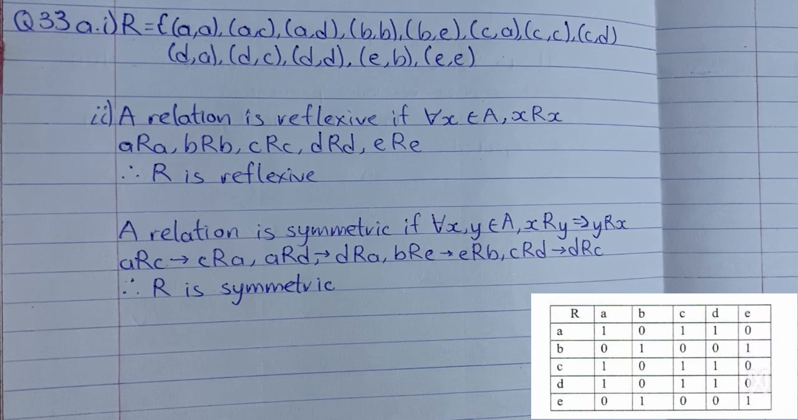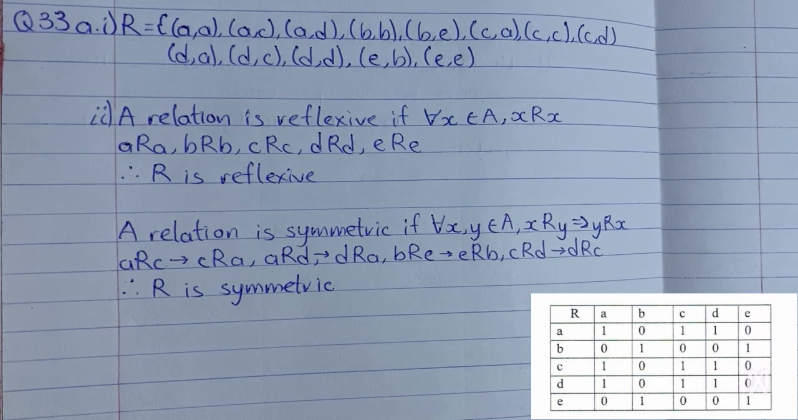For the transitive rule, if A relates to B and B relates to C, then there should be A relating to C. Mathematically, a relation is transitive if for all x, y, z being elements of A, x relates to y and y relates to z implies that there is a shortcut, x relates to z.